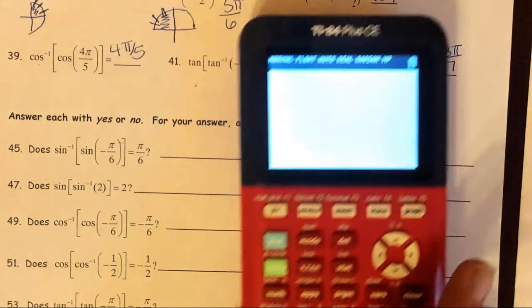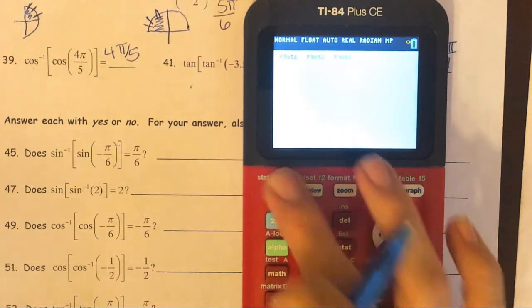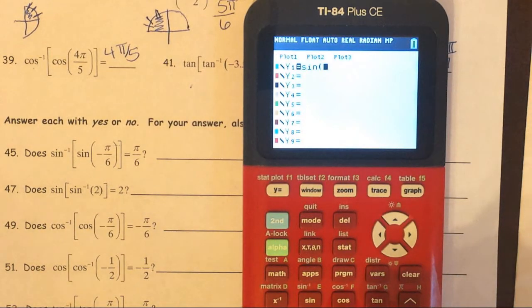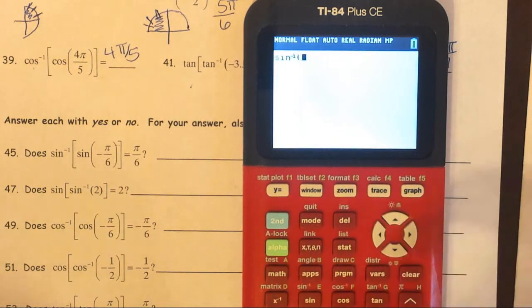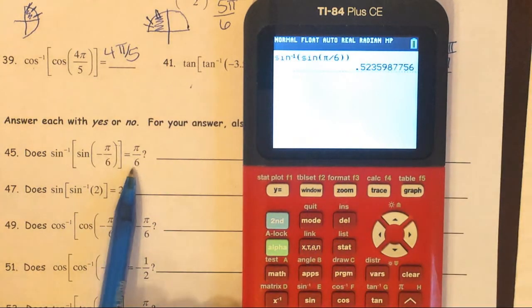I'm going to type in what it says. I'm going to type in second sine. Actually, I forgot the second button. Let me try this again. I'm going to type in second sine, and then it says sine of pi over 6. I hit enter, and I get the decimal 0.523 and so on. And they want to know, does that equal pi over 6? So now I'm going to type in the pi over 6.